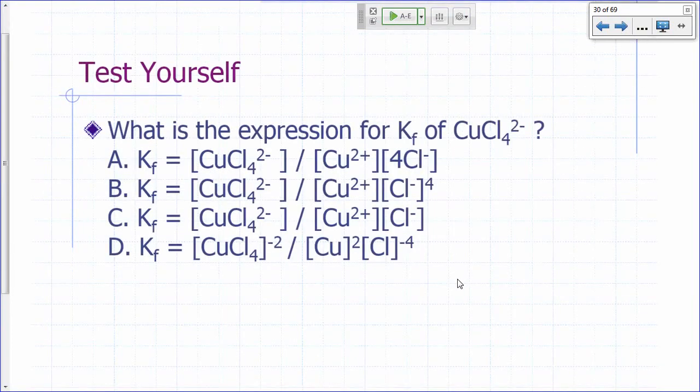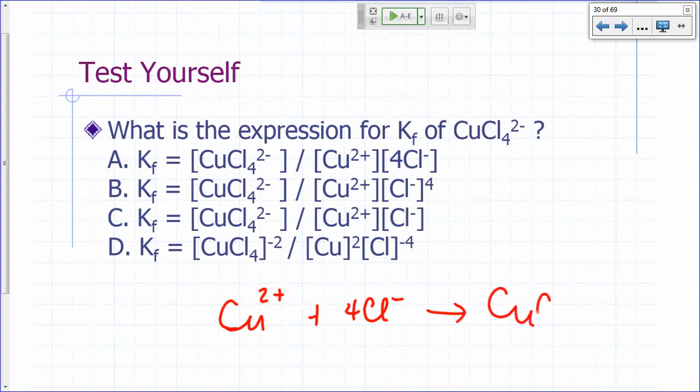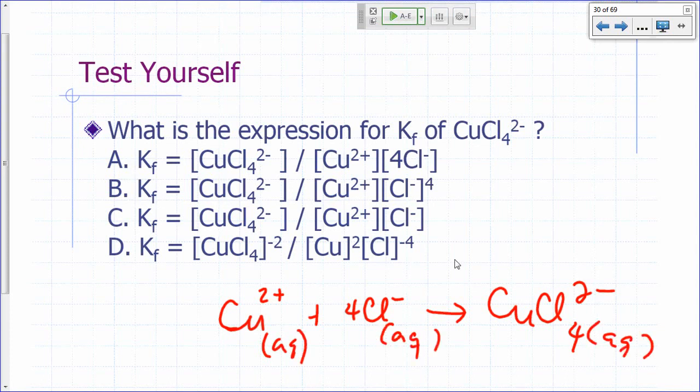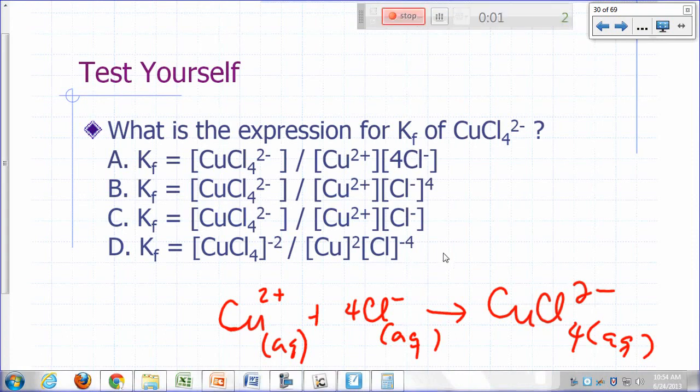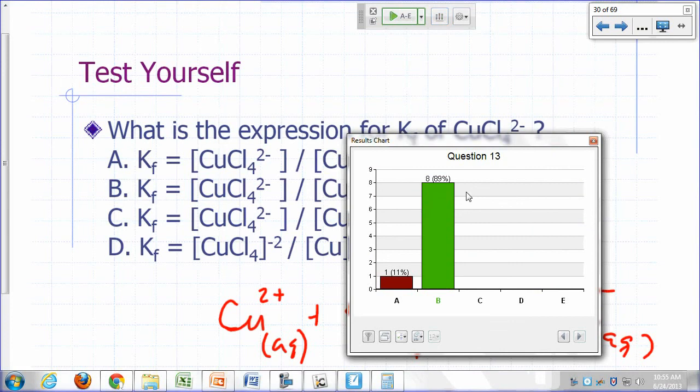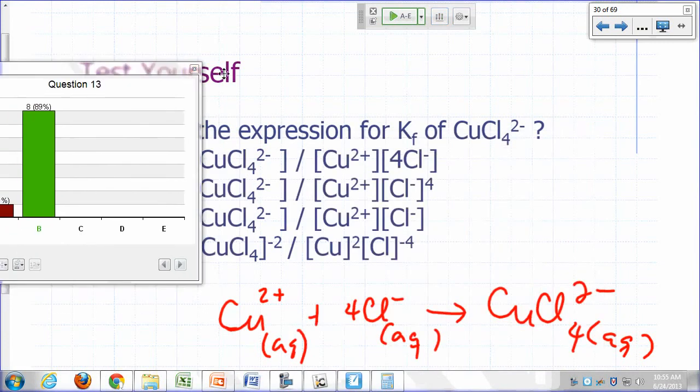So what is the expression for KF of CuCl4 2-? Is it A, B, C, or D? What was our reaction again? Copper plus 4 Cl- gives you CuCl4 2-. This is aqueous solution, aqueous solution, and aqueous solution. Correct answer: B. Products over reactants.